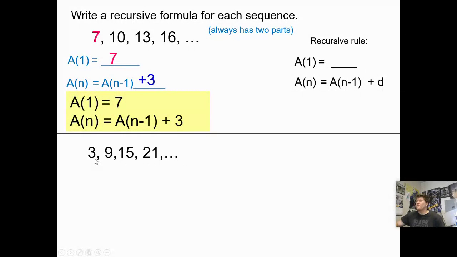Let's do it again. This time we have 3, 9, 15, 21. Remember our recursive rule. We need A1 and what it equals, and we need the pattern next to our AN minus 1. So we have 3, which is our first term. Then I go from 3, 9, 15, 21. What am I adding every time? I'm adding 6 every time. So my recursive rule, A1 equals 3, AN equals AN minus 1 plus 6.